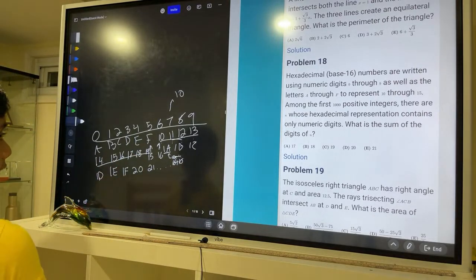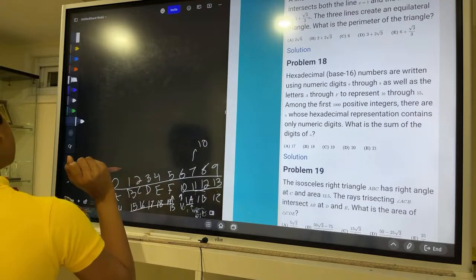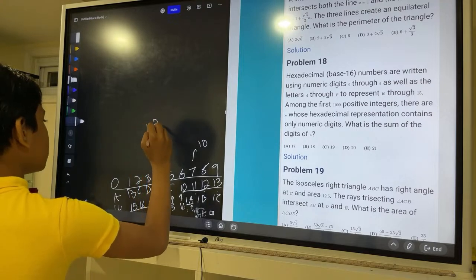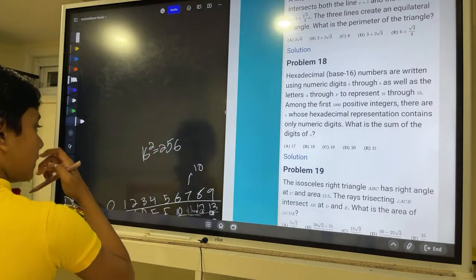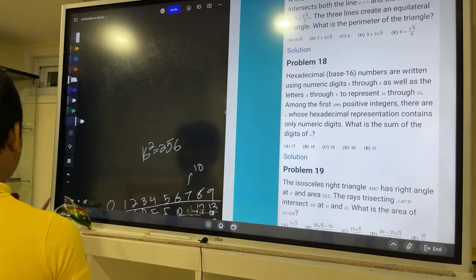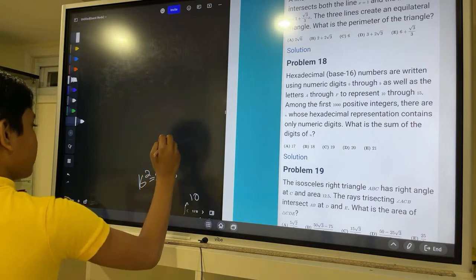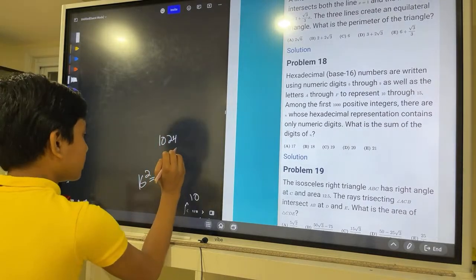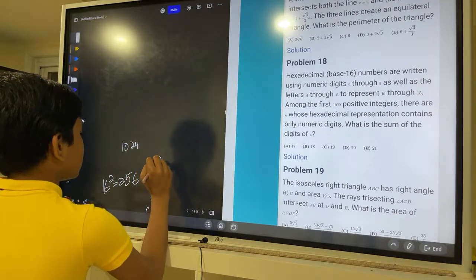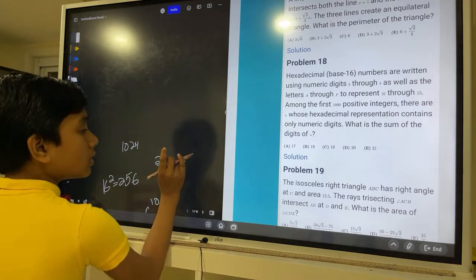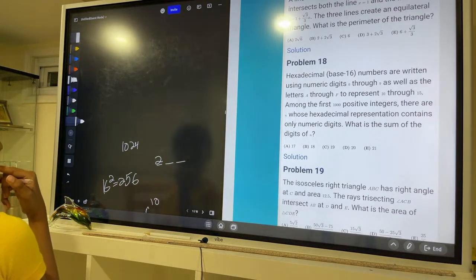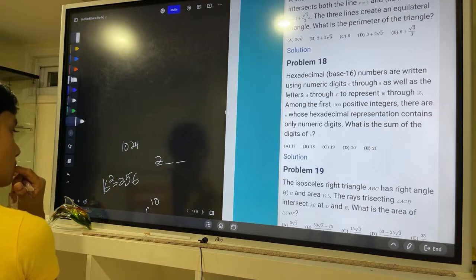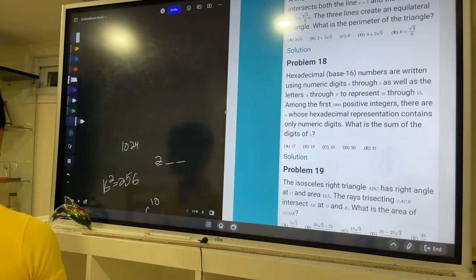Now, the final challenge is to represent 1,000 in hexadecimal. I think 16 squared is 256 and 16 cubed is over 1,000. So, how many 256s are there? You can multiply it by 4 to get 1024, or you can multiply it by 2 to get 512. Right? Or am I wrong?